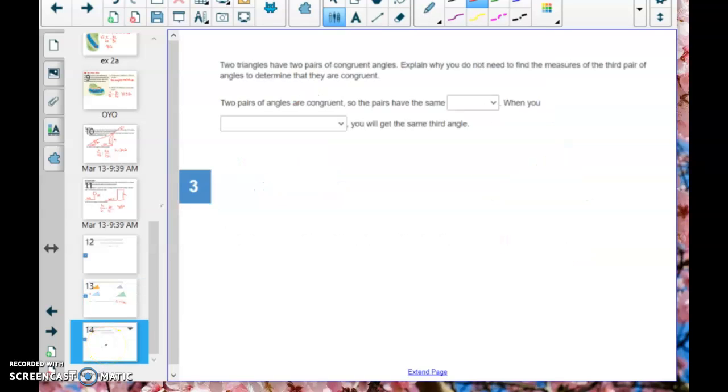And the last one, two triangles have two pairs of congruent angles. Explain why you do not need to find the measure of the third pair of angles to determine that they are congruent. Two pairs are congruent, so the pairs have the same measure. When you subtract from 180, the measure of the third angle would be the same.